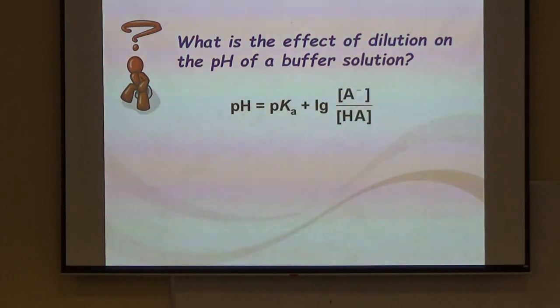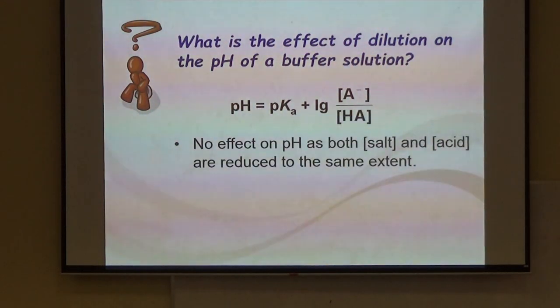Temperature. Okay. You're not changing the temperature here. It's dilution. Now, if you add water to the system, A minus gets diluted. However, HA is within the same container, so it will also get diluted. What you're looking for is a ratio of A minus to HA. Since both get diluted, if you work it out, you will find that the volume cancels off. So it doesn't make a difference to that ratio. The ratio is still the same, so no effect on pH.